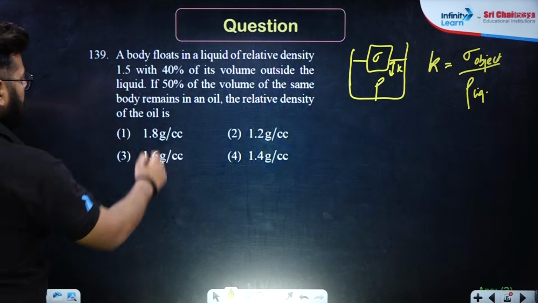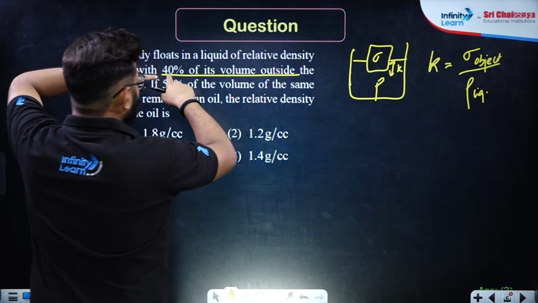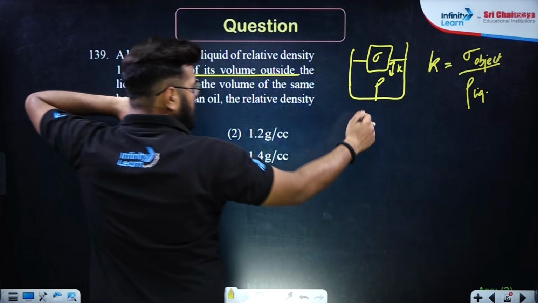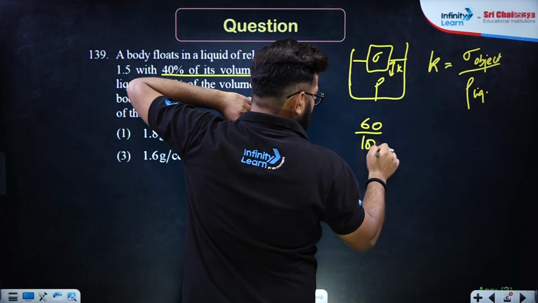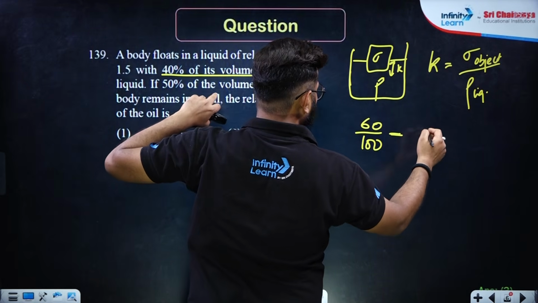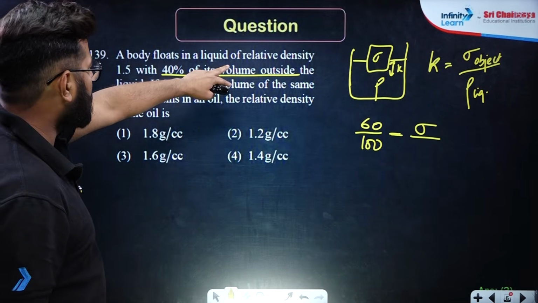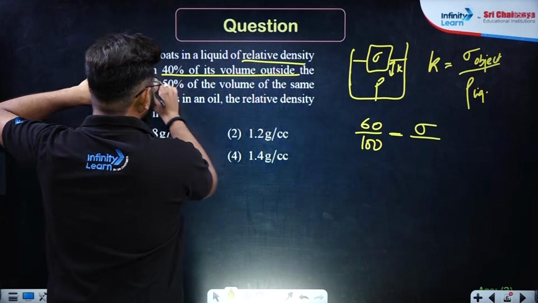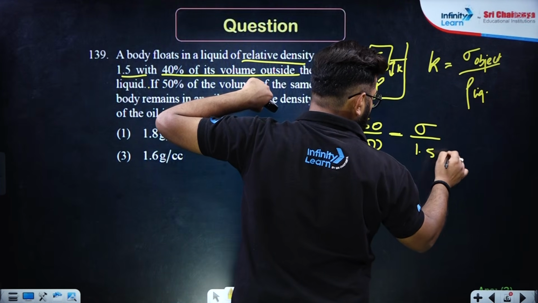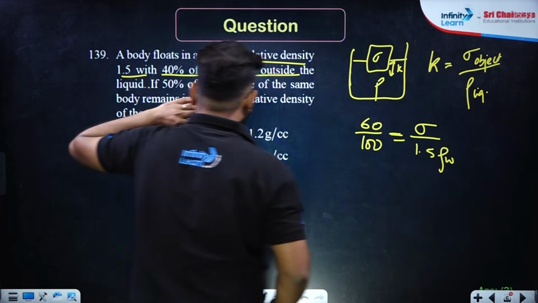So for the first case, 40% is outside, so you need to consider 60 by 100. For the first case, 60 by 100 will be equal to the density of the object divided by the liquid's density, which is given as a relative density of 1.5. That means its density will be equal to 1.5 times rho of water. I hope I am making sense.